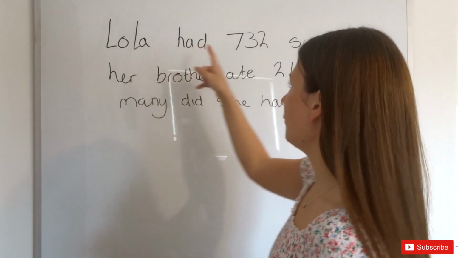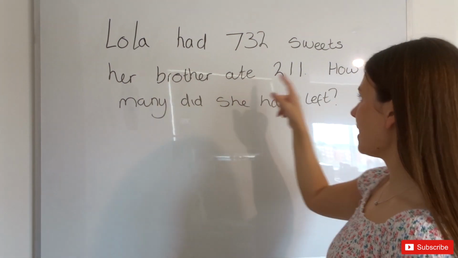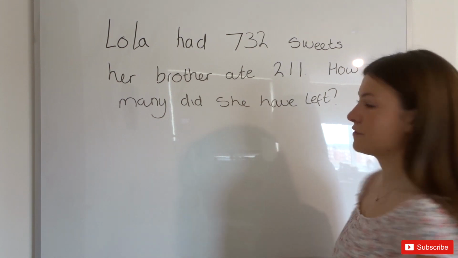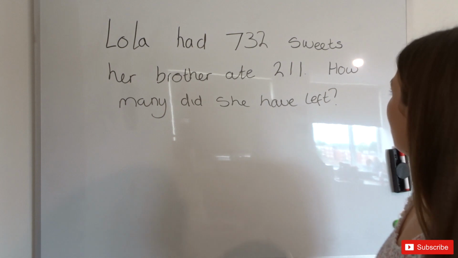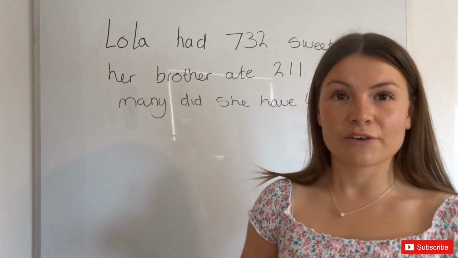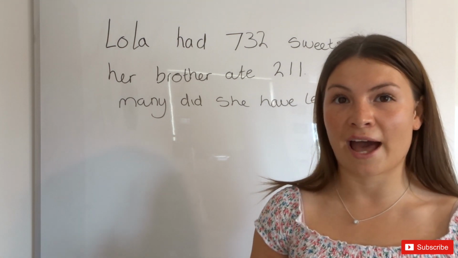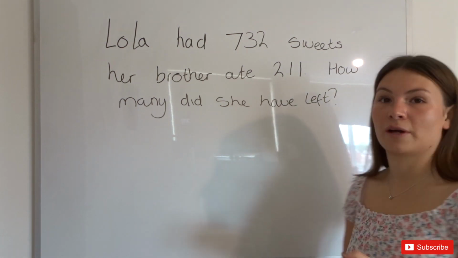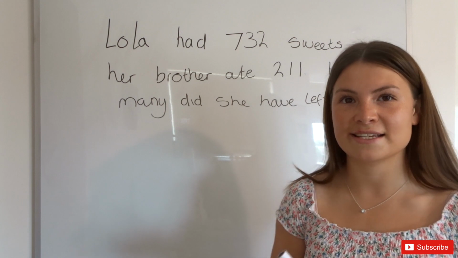So here is the first question. So it says Lola had 732 sweets. Her brother ate 211. How many did she have left? So how many sweets did she have left after her brother had eaten 211? So just have a quick think. What have we got to do? What is the question asking us to work out? So the question's asking us to work out how many sweets Lola had left after her brother had eaten some.